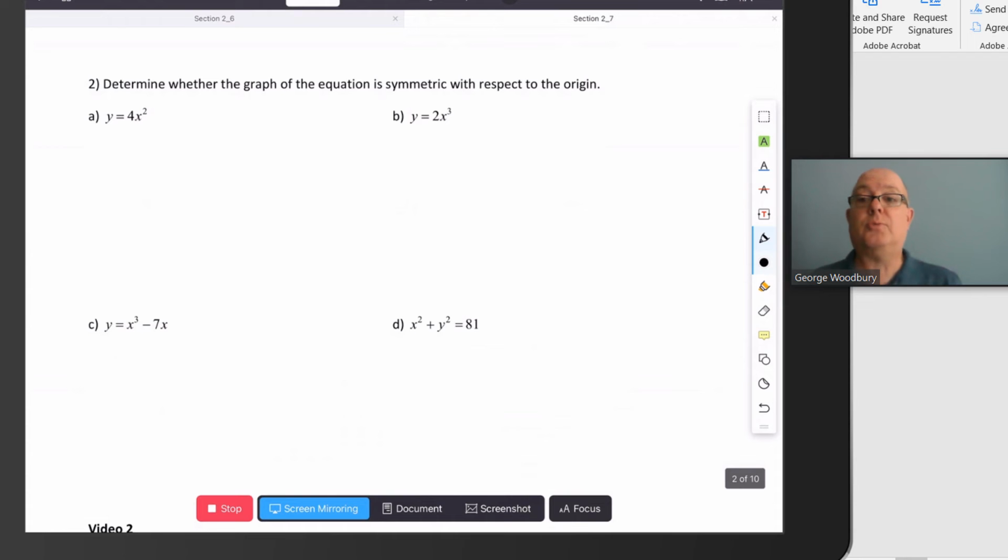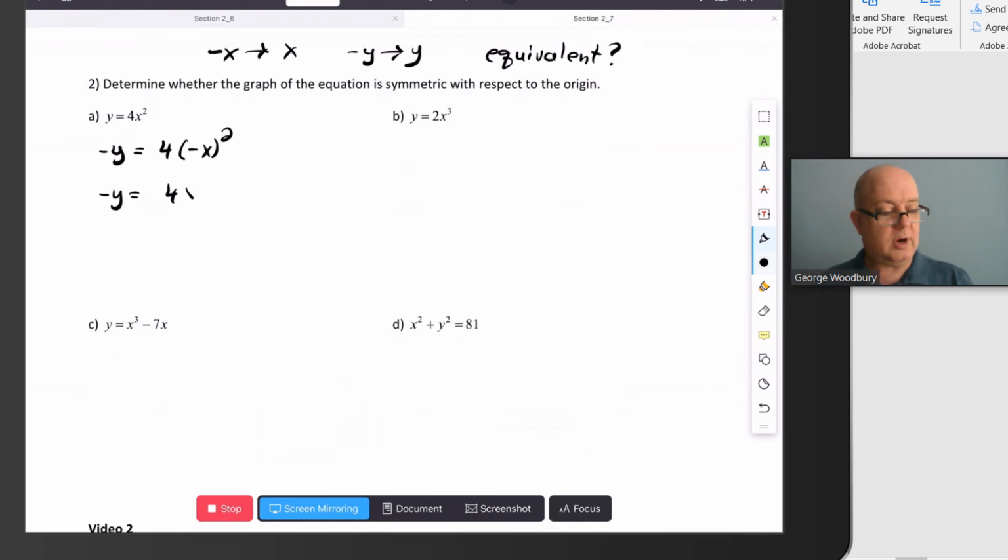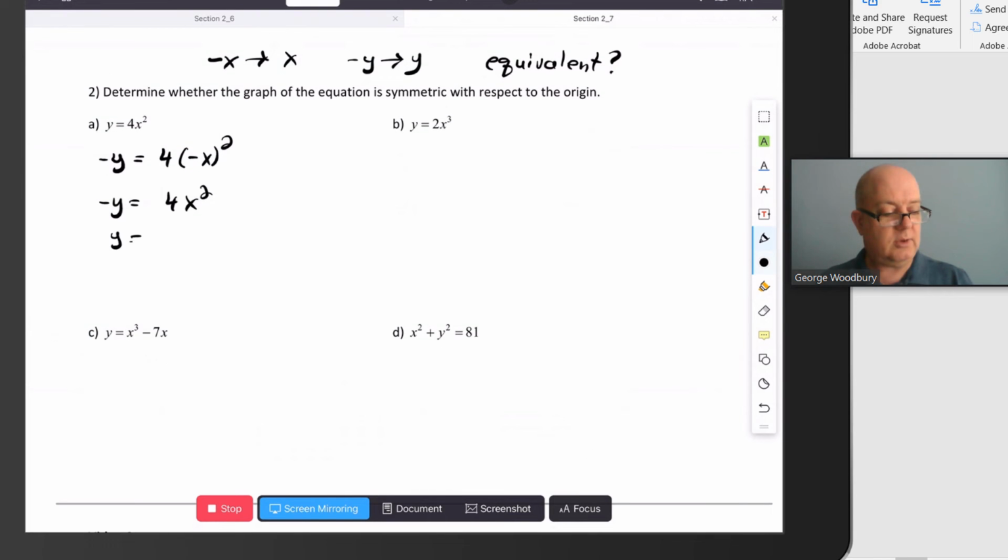So in problem 2, that's what we're going to be working with. We're going to put in negative x for x. We're going to put in negative y for y. And we're checking, is the equation equivalent? If so, then it's symmetric with respect to the origin. In the first one, negative y equals 4 times negative x to the second power. That becomes negative y equals 4x squared, or y equals negative 4x squared. That's not the same. So this graph is not symmetric with respect to the origin.